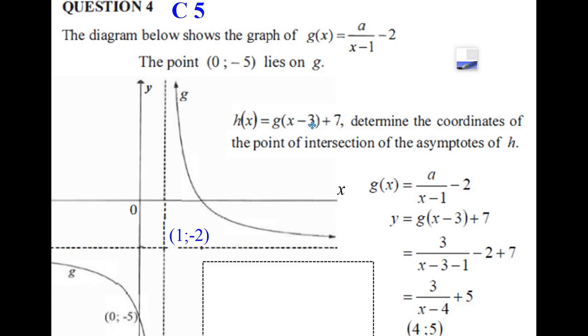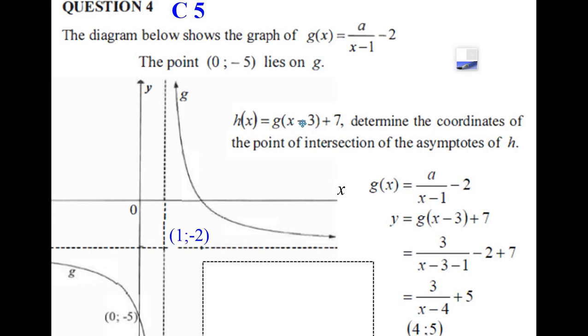If you subtract 3, that means that you're going to move the whole function 3 to the right. So 1 plus 3 is 4. And if you add 7, you're going to move the whole function 7 up. Just go to the y coordinate, go minus 2 plus 7. So minus 2 plus 7 is 5. And 1 plus 3 is 4.